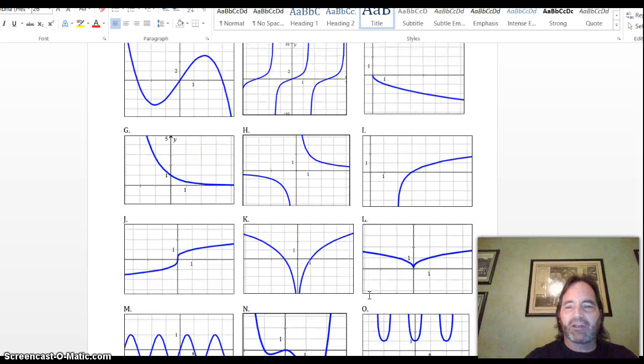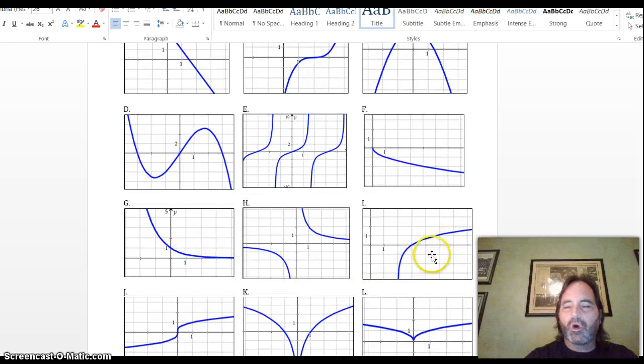Talking about concavity. This is what? This is part of a frown. It's concave down. Okay? Concave down. Notice the tangent lines are above. If I made tangent lines, they'd be above the graph. This is concave down. Okay? This would be concave up. This is a smile.